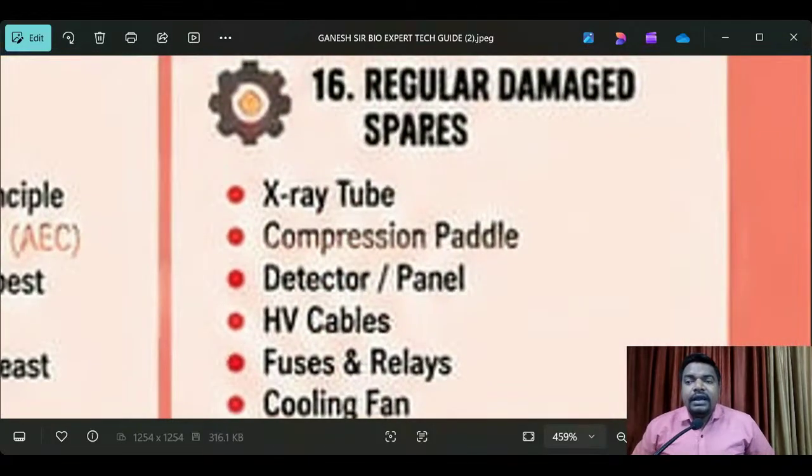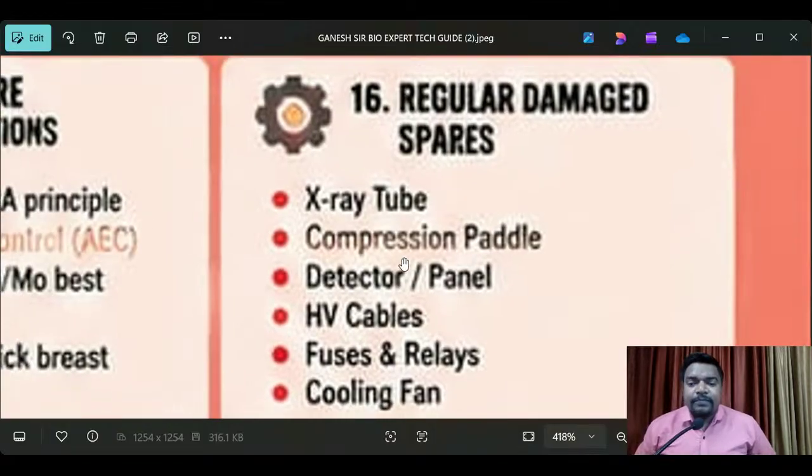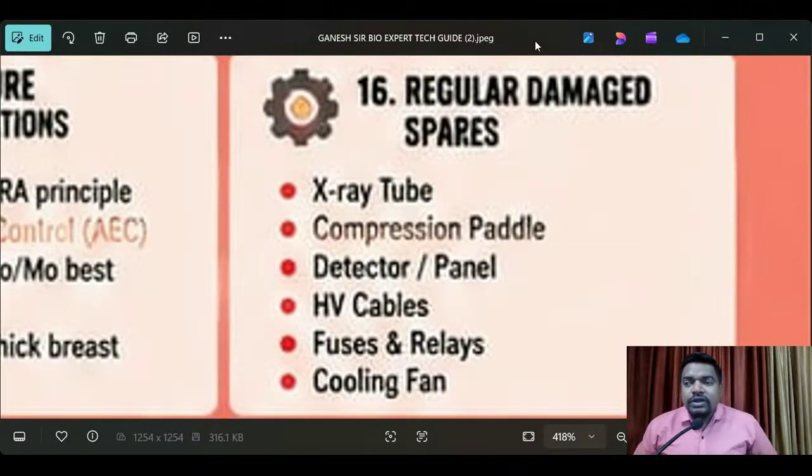Next, come here. Regular damage repair. See here. So why do regular damages happen? You should know, as a biomedical engineer, regular damages and spares. As a biomedical engineer, you have to check all the equipment, diagnose the issues and find out the issues. That is your great responsibility and your great challenge. So everything is possible.